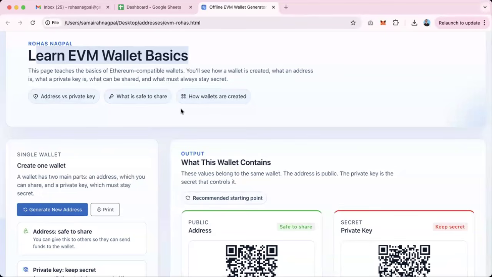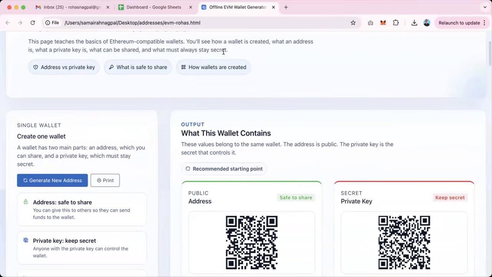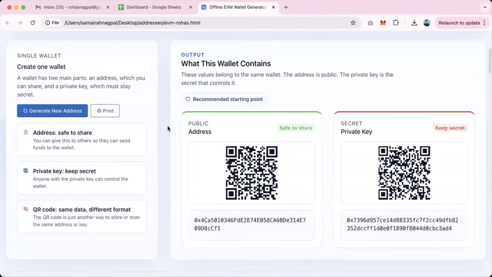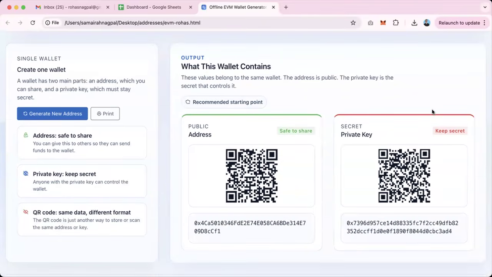Okay. So welcome to the session on EVM Wallet Basics. What I'm going to talk to you about are the different kinds of wallets that actually exist. I am not talking here about the software, hardware kind of wallets, but more at a tech level, what are the kind of wallets that we have? So the first and the most common is what we call a single wallet.